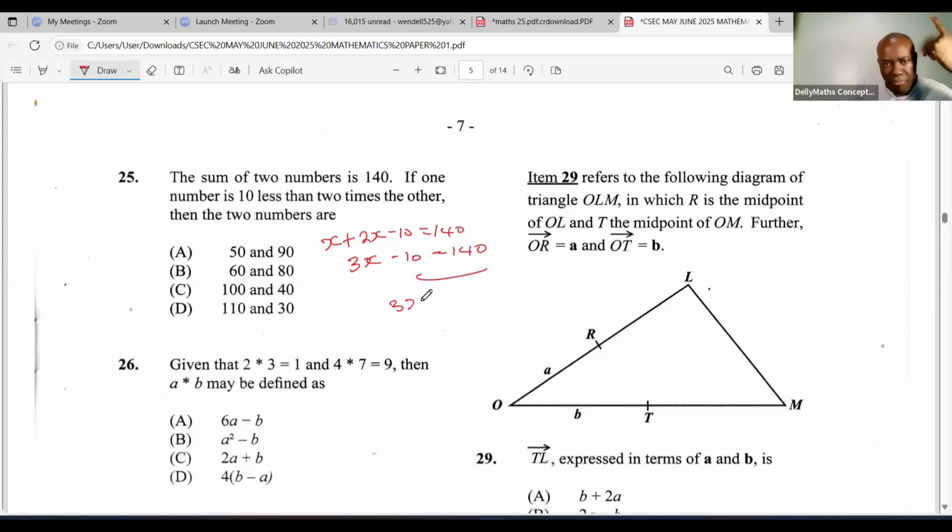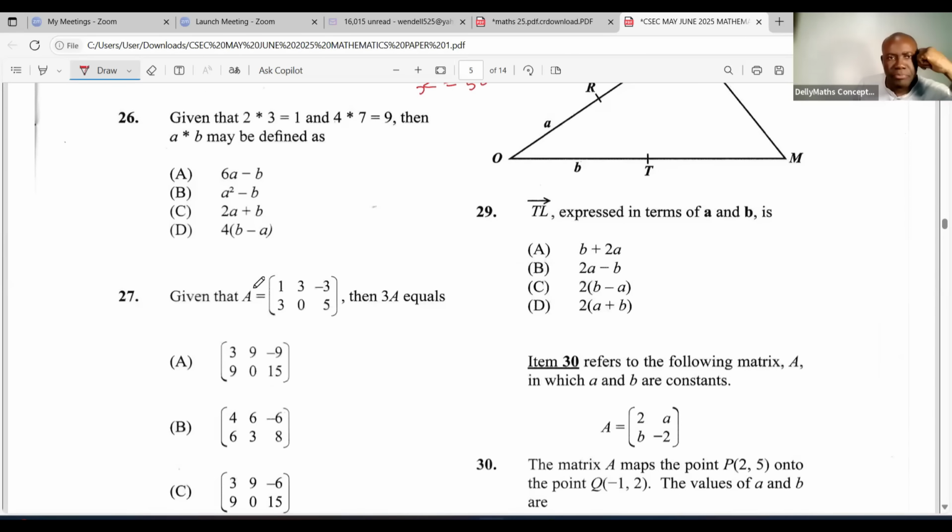Bring that across. x is equal to 50. So this is only one of them with 50. So I'm saying 50 and 90 because there's only one with 50. All right, then you could check it to see if it worked. You add these two, you're going to get the 140, and then take a look at this now. You double this and take 10 from it, you get this one. So that's the answer. And there are many ways to do it. I'm just using algebra there.